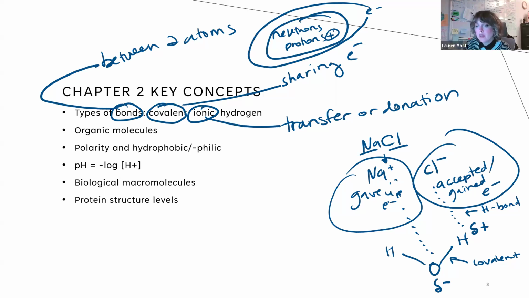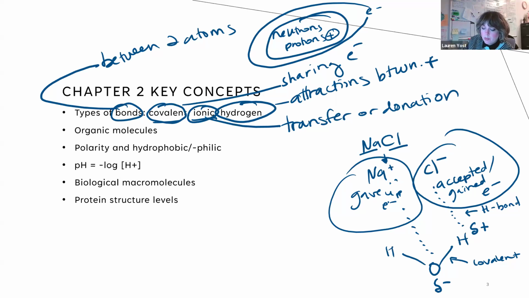Things like hydrocarbons, like our lipids and waxes and things like that. Okay, so that's the gist of covalent bonds and ionic bonds, and also hydrogen bonds, which are just attractions between a positive polar H and something else that's usually either negatively charged or negative polarity.